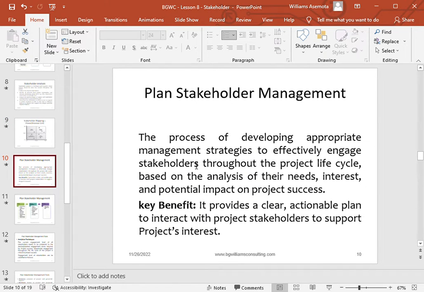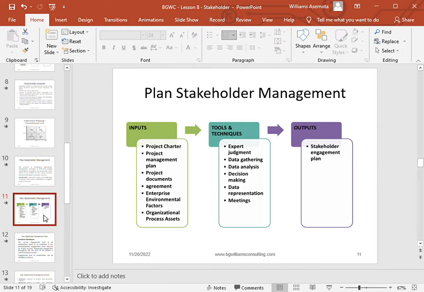So what is the key benefit of this process? It provides a clear, actionable plan to interact with project stakeholders so that they can support the project interest. Which means plan stakeholder management: you, the project manager, you're going to ensure you come up with a strategy to actually engage, to discuss, to build rapport, so that at the end they can support your project.